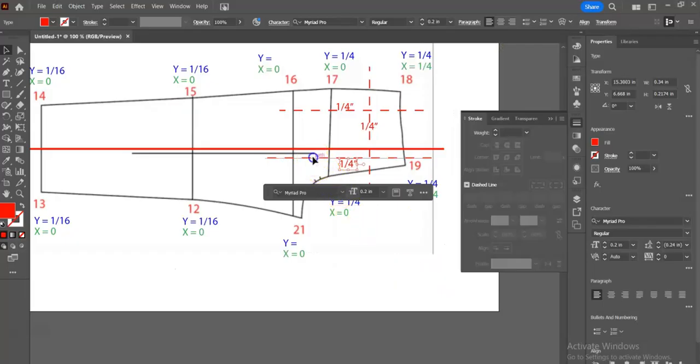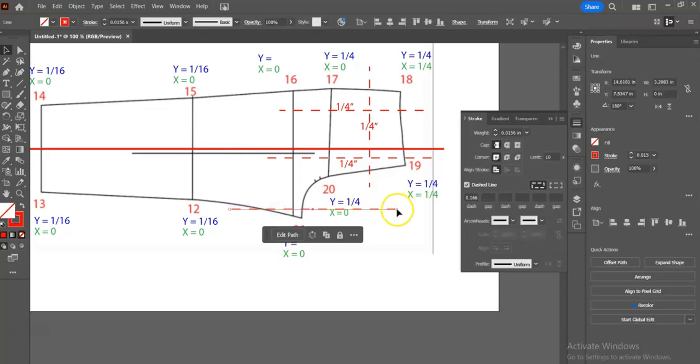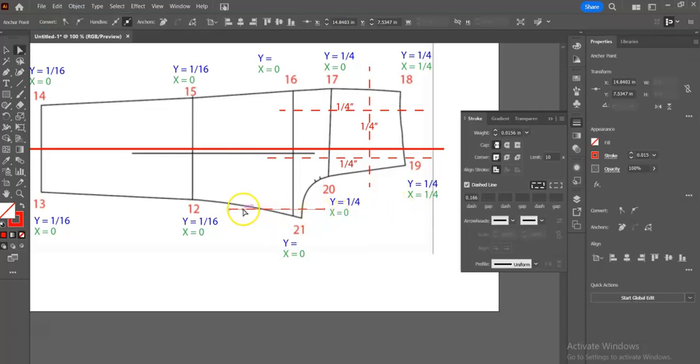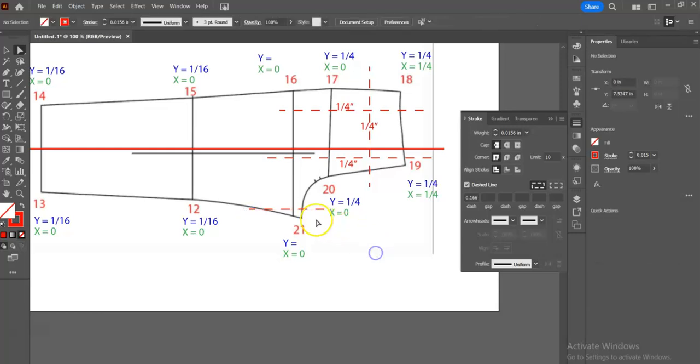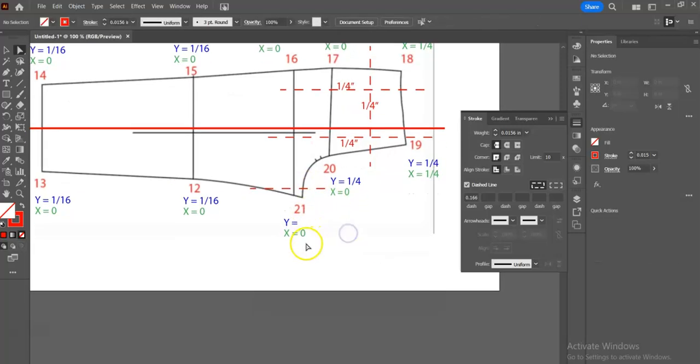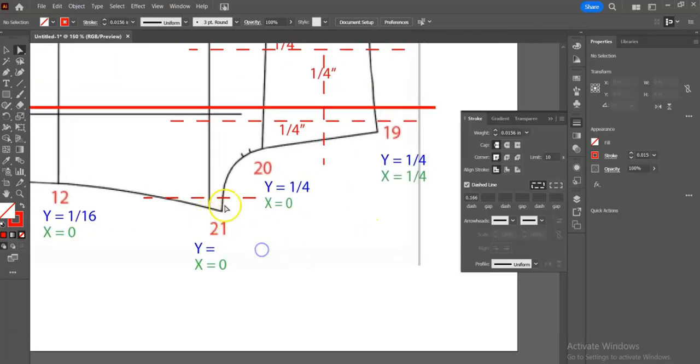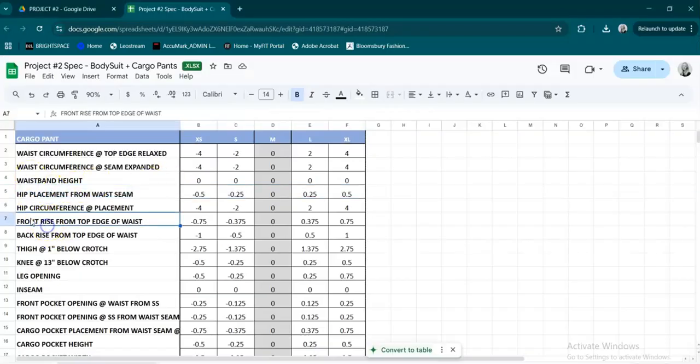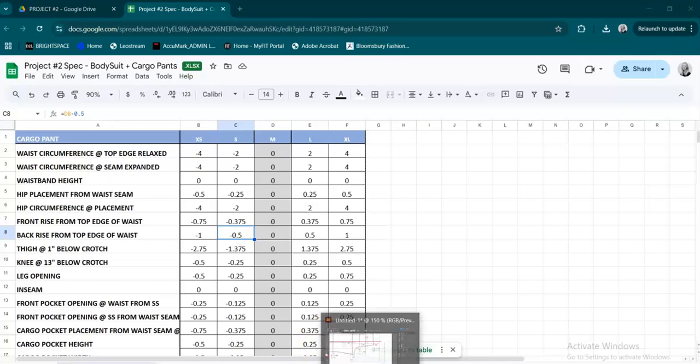Okay, so essentially we have this extra grade point here that's going to increase our crotch extension. To figure this out, we already know this is 1/4. To figure this out, we're going to look at our front and back rise grades. So our front rise grade is 3/8 and our back rise grade is 1/2.